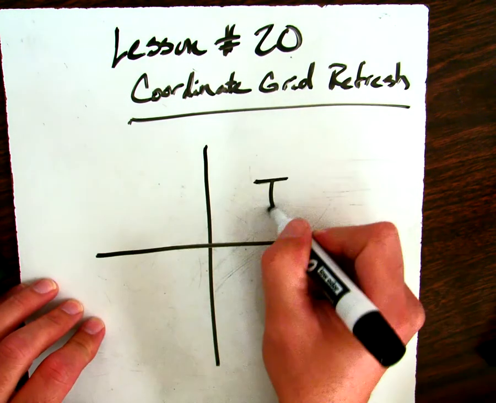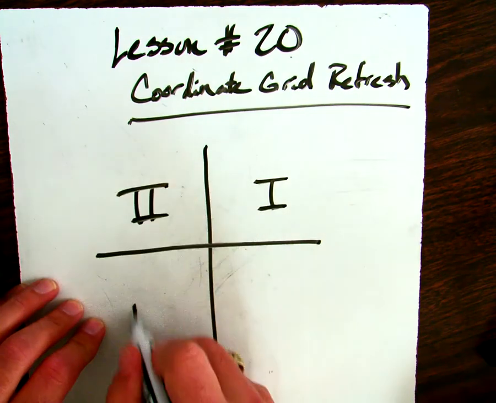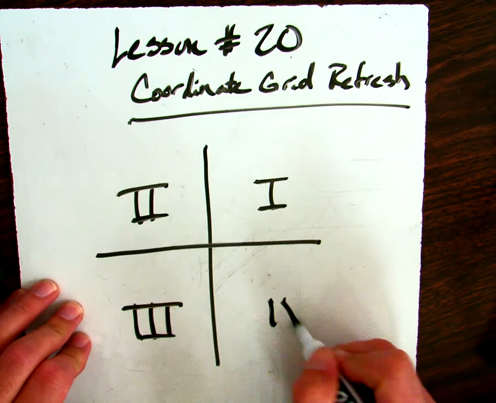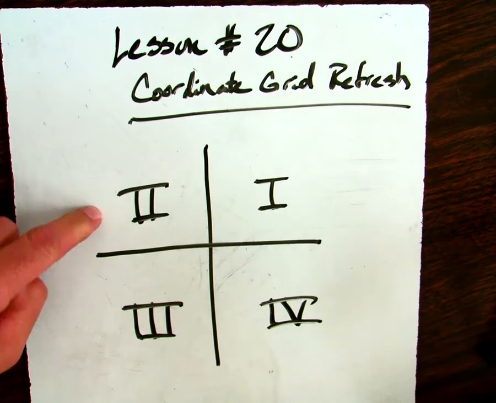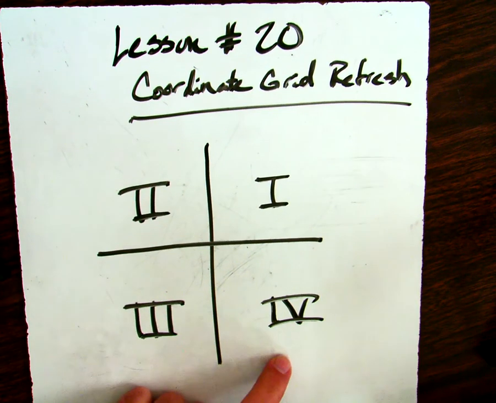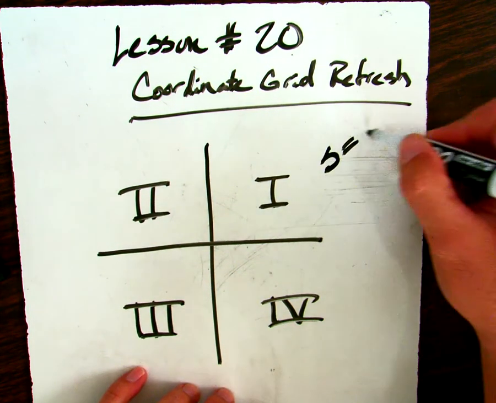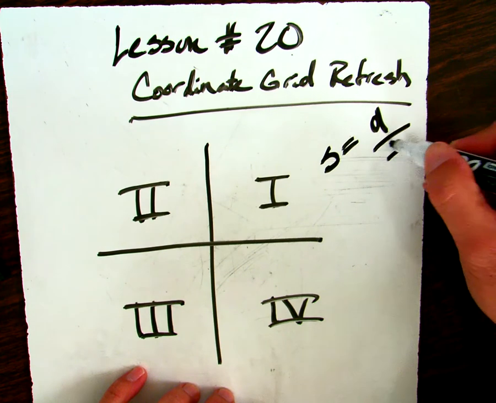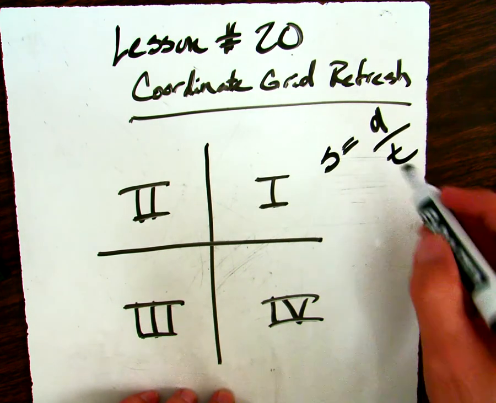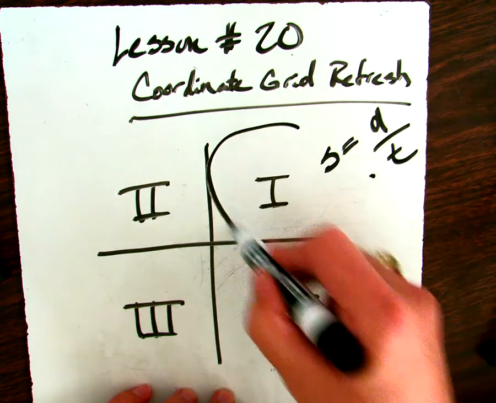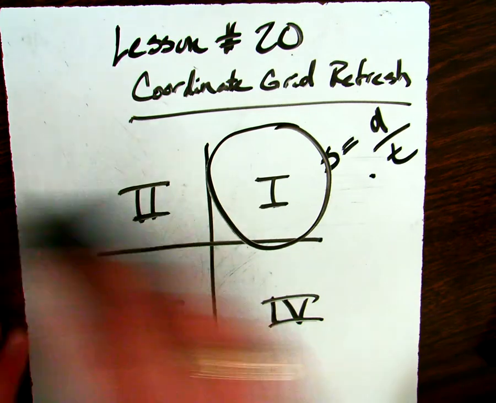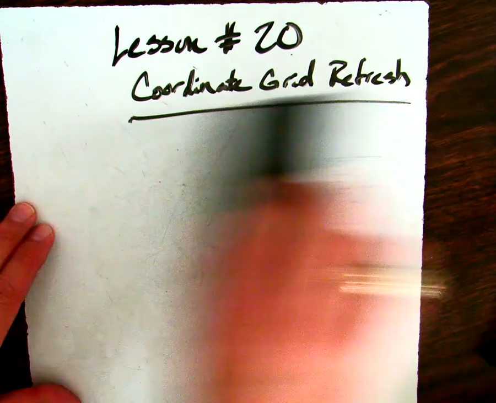There are 4 quadrants. So quadrant 1, 2, 3, and 4. Now when we talk specifically about finding speed, we're going to be using distance divided by time. So when we calculate speed, all we care about is quadrant number 1. So let's talk specifically about quadrant number 1.